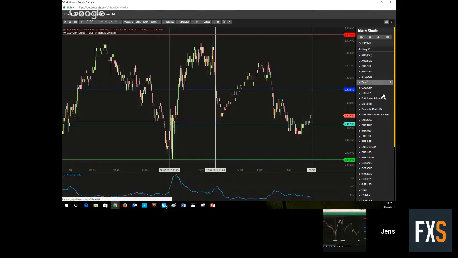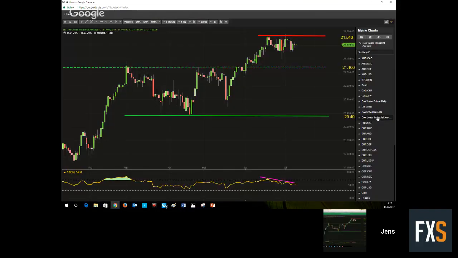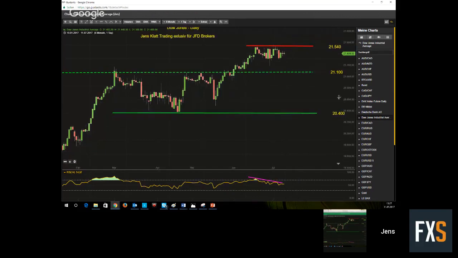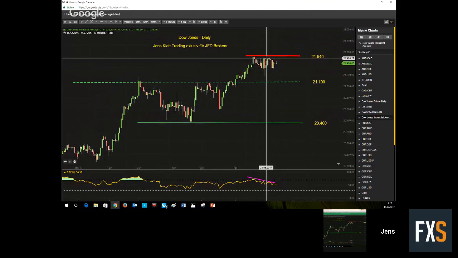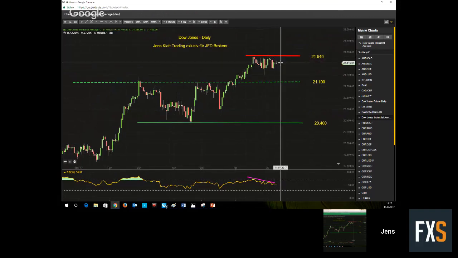This can also be seen here if you look at the Dow Jones, for example, showing still some tendency of a bearish divergence developing. So the market is somehow losing momentum on the upside, topping out a little. And this lets me come to the conclusion that I definitely favor the short side here.